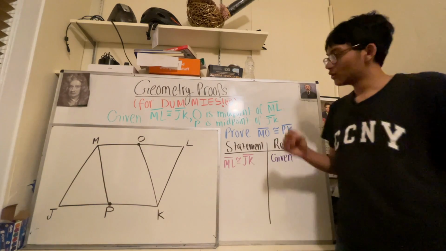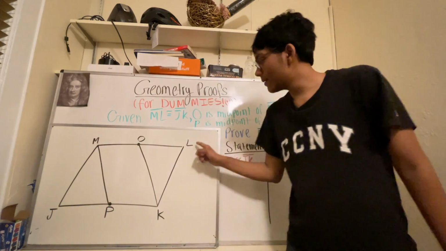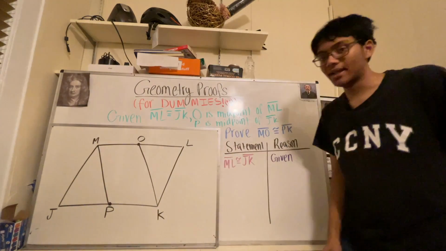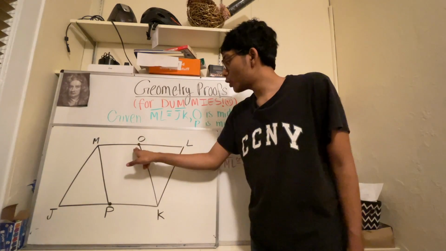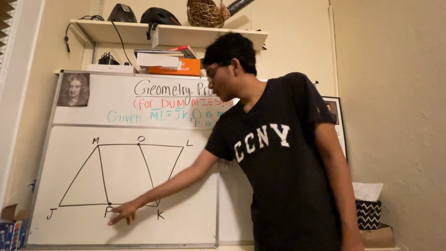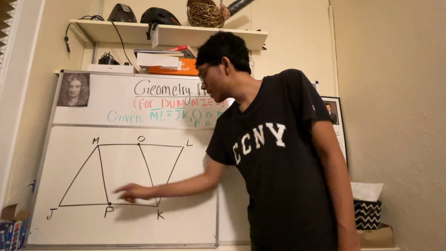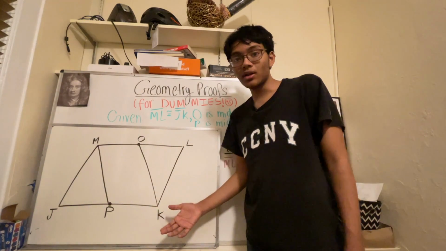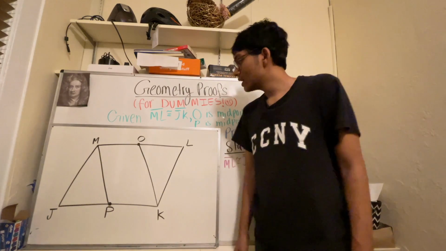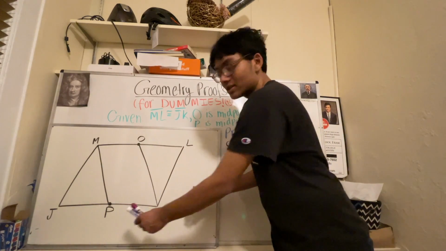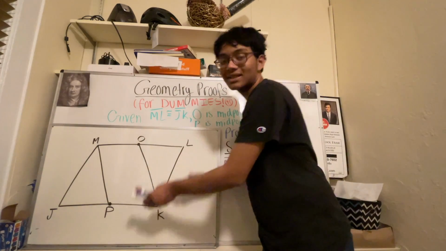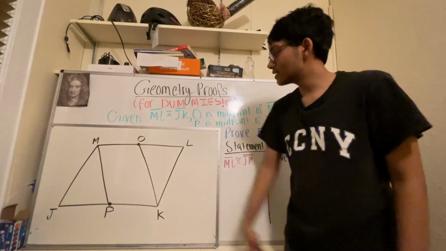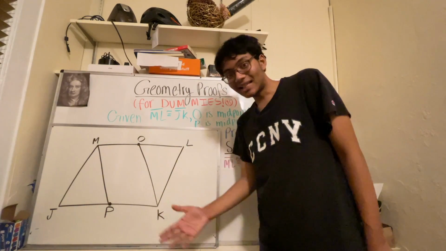Here's the plan. Well, we know that this side, ML, is congruent to this side, JK. We also know that point O cuts up ML in half. We know that point P cuts up JK in half. So if you take half of two things that are equal, well, those halves are going to be equal. So ML is equal to JK. If we take half of ML, that's going to be equal to half of JK. And so MO is congruent to PK. That's the plan. Let's do it.